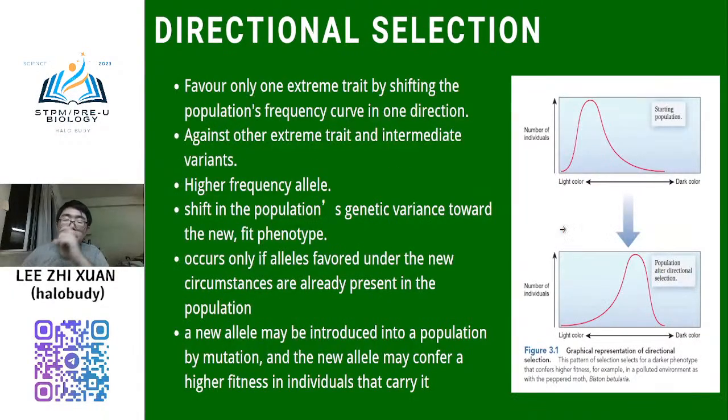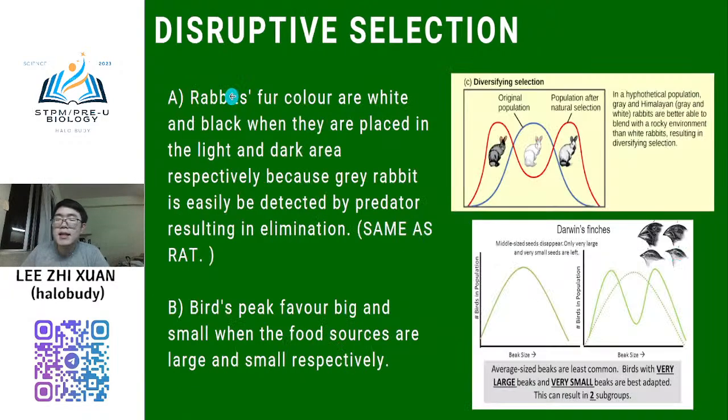Another one is directional selection. Do you know what direction means? It means it will favor one of the extreme characteristics. It will act against the other extreme characteristic and the intermediate characteristic. Either it goes to the left or goes to the right. Whereas disruptive selection goes to both extremes.